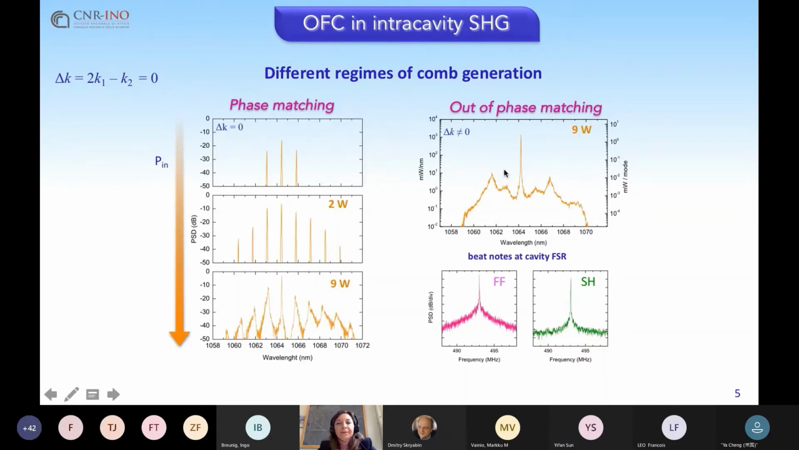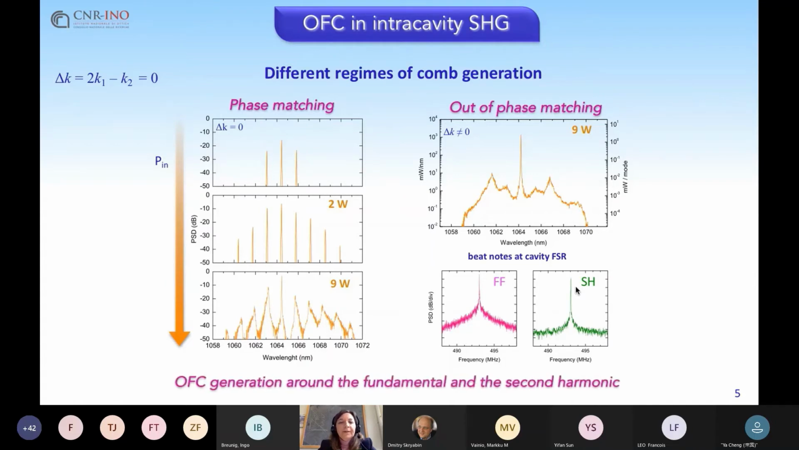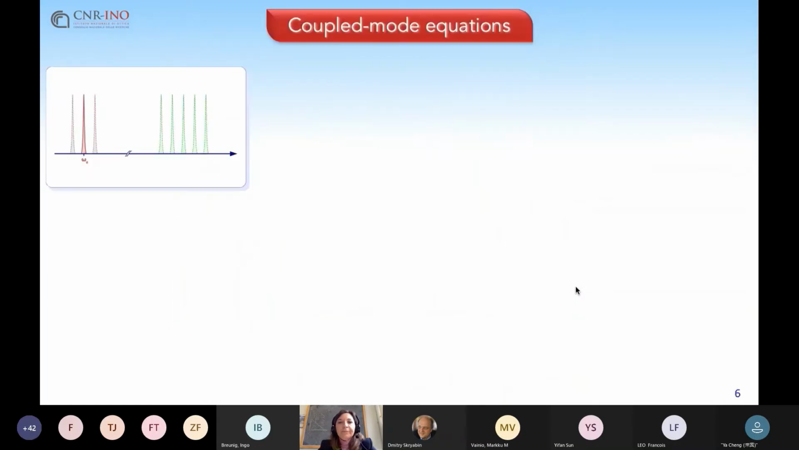equal to the cavity free spectral range, and we verified it by detecting the beat note at the cavity free spectral range. Interestingly, we detected this beat note not only at fundamental frequency, but also in the visible range at the second harmonic frequency, demonstrating the simultaneous generation of the comb around the fundamental and the second harmonic.